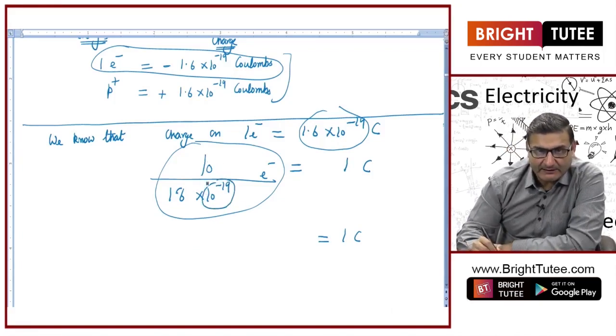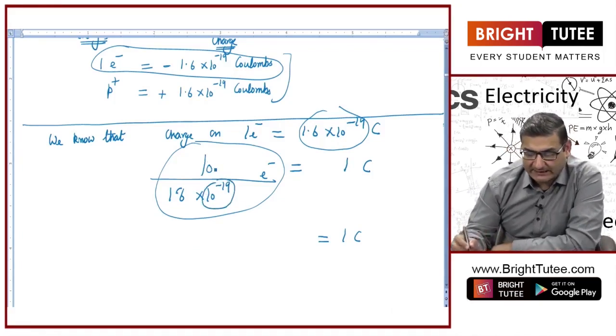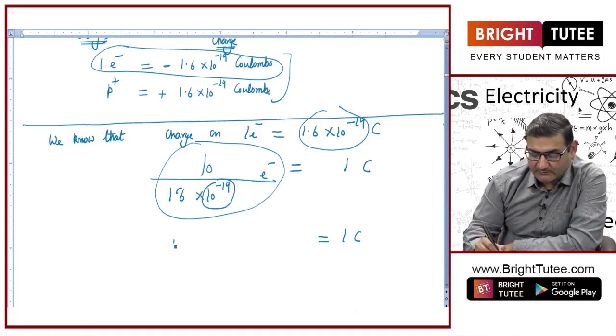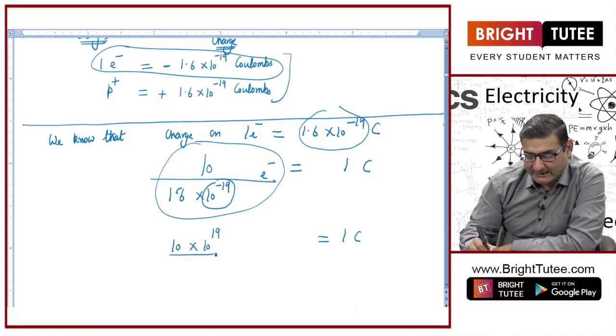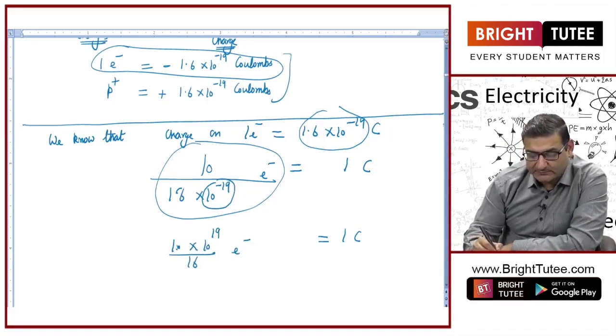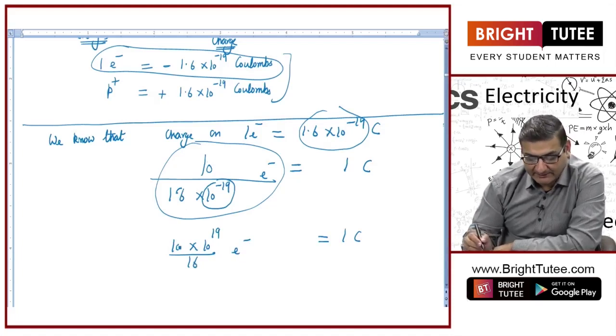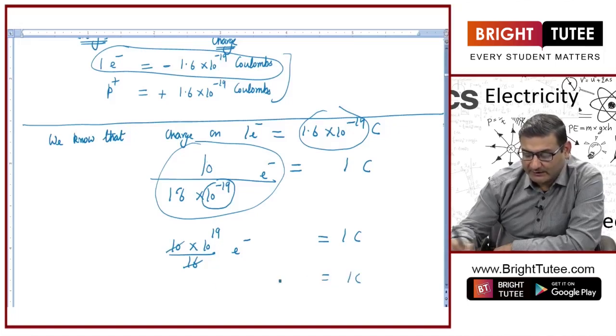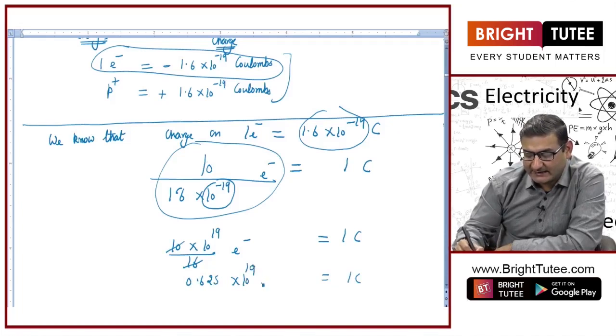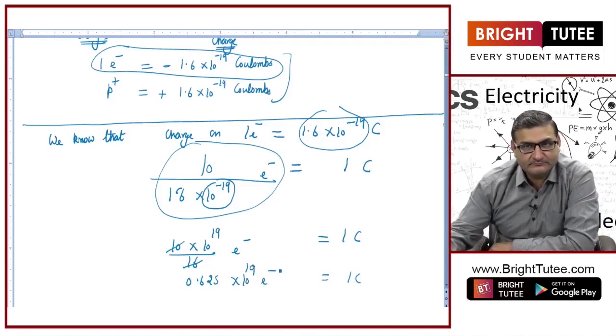If I take it up, it will become 10 to the power plus 19. So this equation now becomes 10 into 10 to the power plus 19 divided by 16 electrons. Why 16? Because I have removed the decimal and I have just put 10 up in the numerator. Fine. Now if I just calculate, it will come out to be 0.625 into 10 to the power 19 electrons, right.